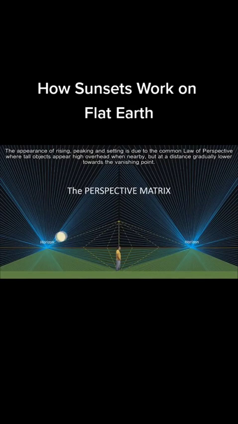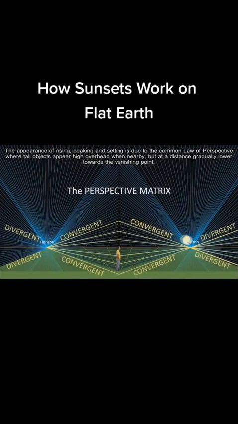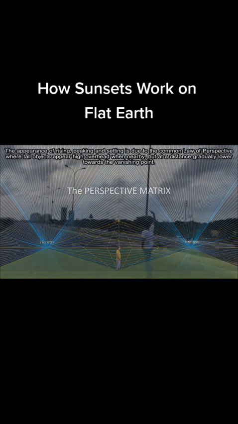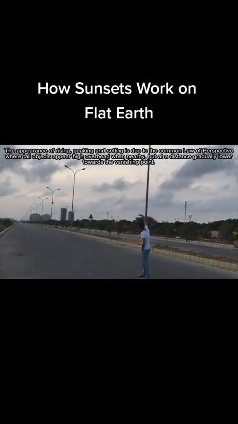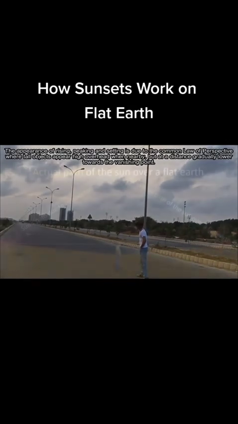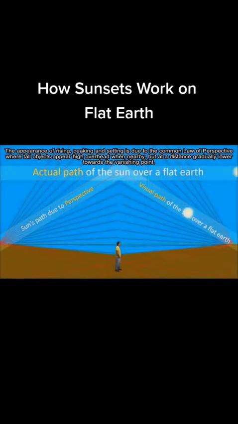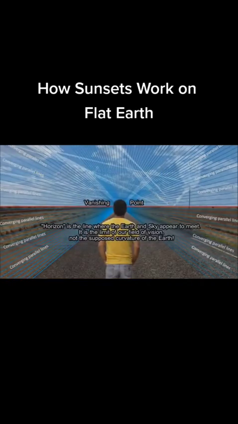The appearance of rising, peaking, and setting is due to the common law of perspective, where tall objects appear high overhead when nearby, but at a distance gradually lower towards the vanishing point. Samuel Rowbotham said, "Although the sun is at all times above and parallel to the Earth's surface, he appears to ascend the firmament from morning until noon, and to descend and sink below the horizon at evening. This arises from a simple and everywhere visible law of perspective.